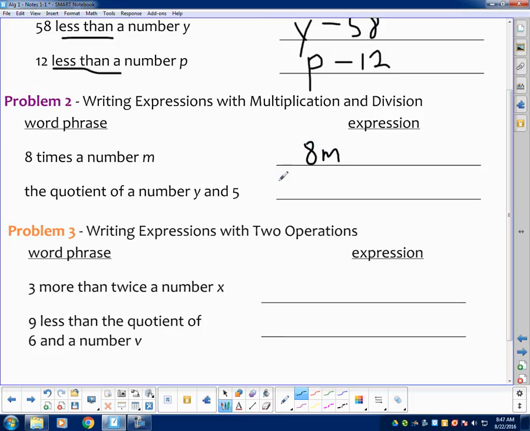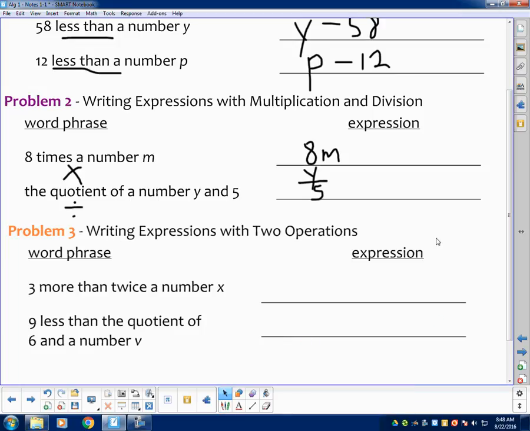The quotient of a number Y and 5. Quotient means division. So a quotient of a number Y and 5, we take the Y because it comes first. When you see the word quotient, you just take it in order. Quotient of a number Y and 5, the Y goes on the top, the 5 goes on the bottom. If it said the quotient of 5 and a number Y, the 5 would be on top and the Y on bottom. So whatever comes first in that phrase after the word quotient goes on the top of the fraction.